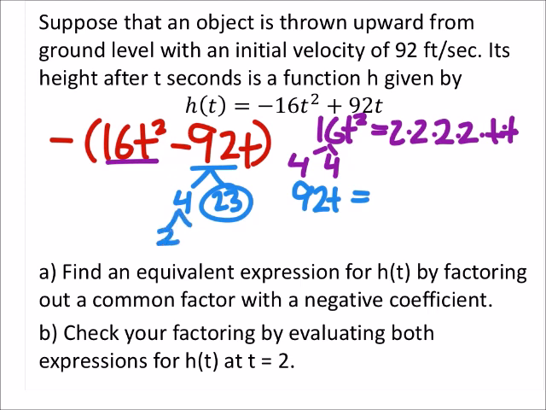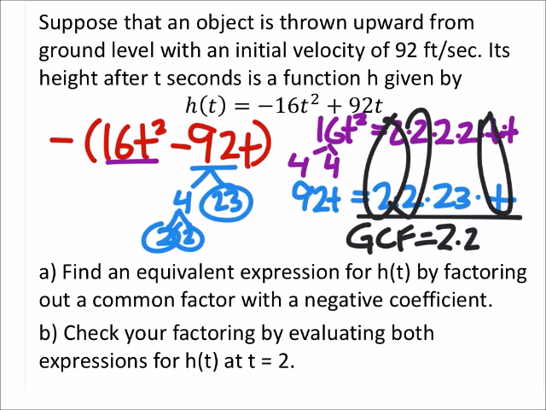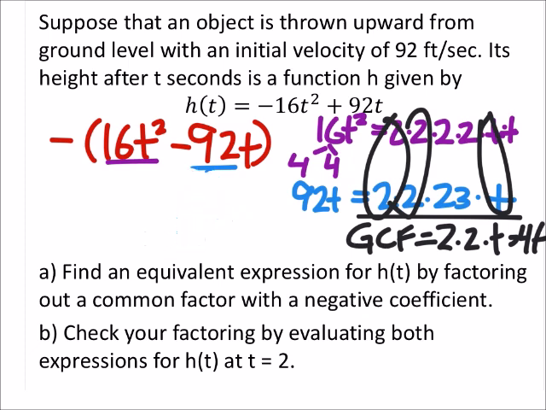4 is 2 and 2. So this is 2 times 2 times 23 times t. Now when I find my greatest common factor, I've got a 2 and a 2. So 2 times 2 and a t. So that's a 4t. So when I factor this out, let me give myself some space here.